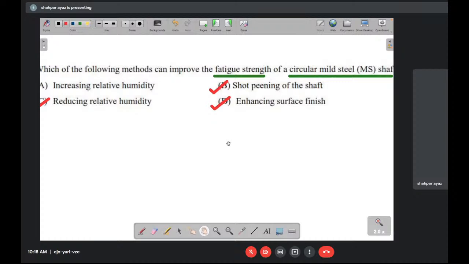Sir, please use another color for writing. Yellow color for writing.